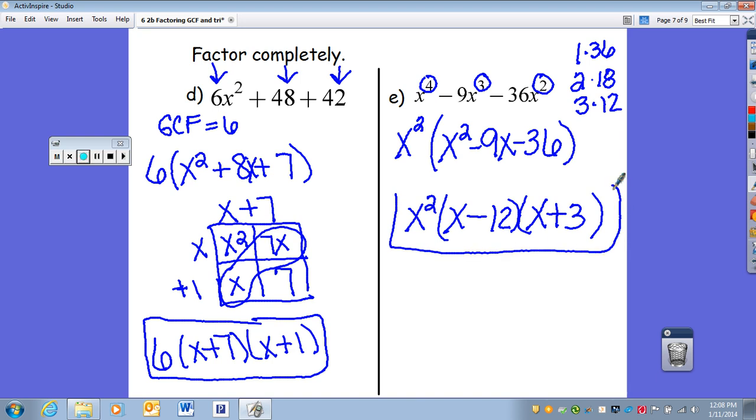Now let's check to be sure that we have the correct factors for our binomials. X times x is x squared. X times 3 is 3x. Negative 12 times x is negative 12x, and when I add those two together, that gives me negative 9x, and negative 12 times 3 is negative 36.